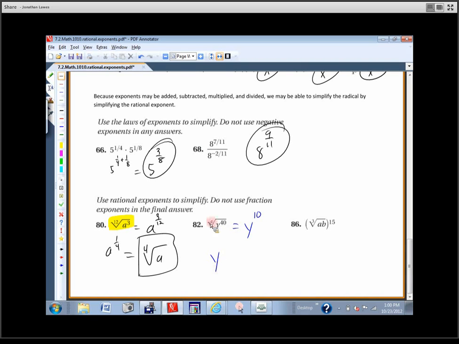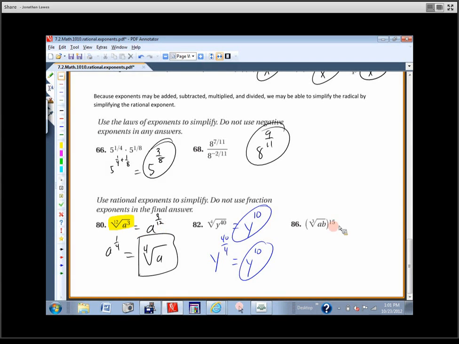This is the root, so that's the denominator. This is the exponent. So we have y to the 40 over 4. That's going to be y to the 10th. So either way, you get that simplified answer. Okay? So kind of confirms using what we did over here, it's possible to simplify this way.